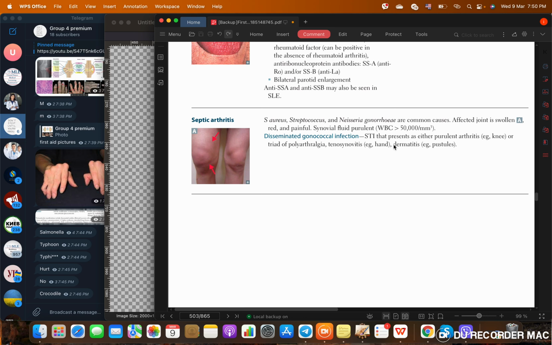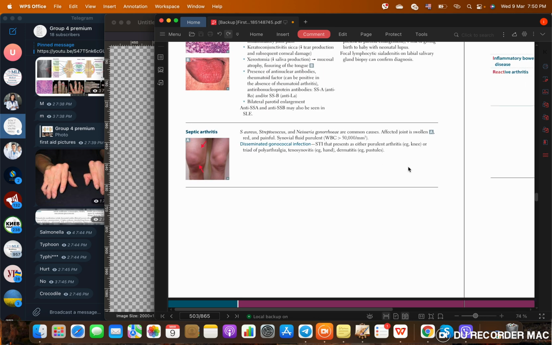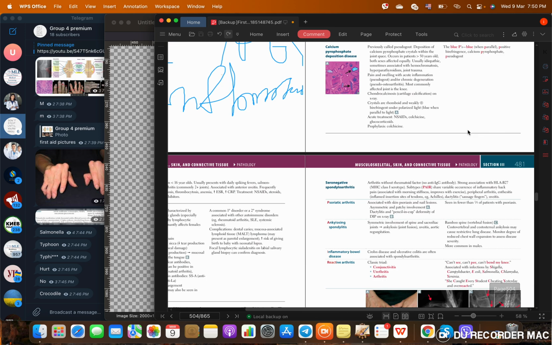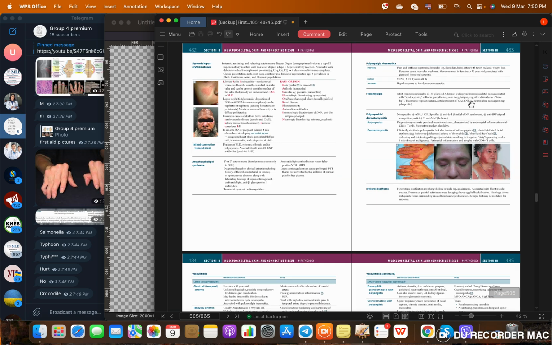Most of the time on the exam, they will give you a patient with Neisseria, disseminated gonococcal infection, an STI that presents with either a purulent arthritis in the knee, or the triad, in which they will have pustule formation in their skin. They can have multiple joint involvement all over the body, and they also can have tenosynovitis, which is inflammation of the tendon in their joints.